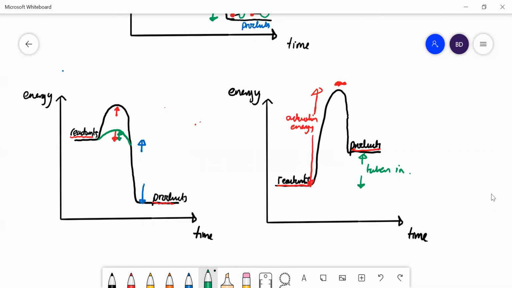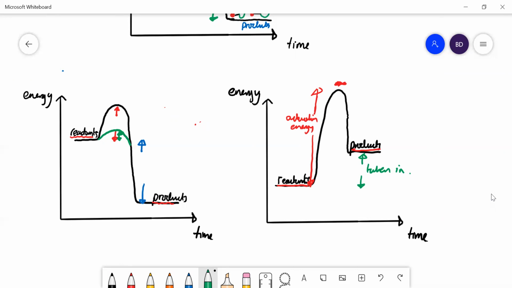So, how does that work? Well, because the activation energy is lower, it's more likely when molecules collide that they've got enough energy, energy greater than the activation energy, to enable them to react. So rather than just bouncing off, they do have enough energy. The energy of the collision is greater than the activation energy, so they can react.